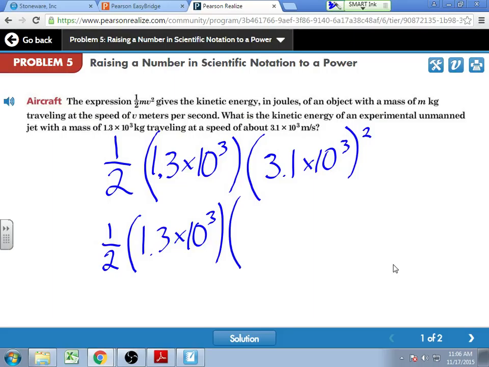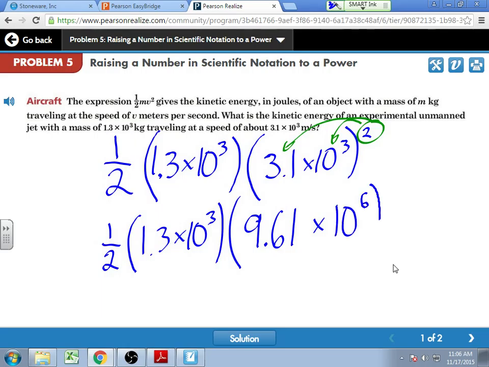What do I do here? Distribute the square. So 3.1 squared is going to give me, is it over 10? No, it's 9.61. I knew it would be close. Times 10 to the sixth now.